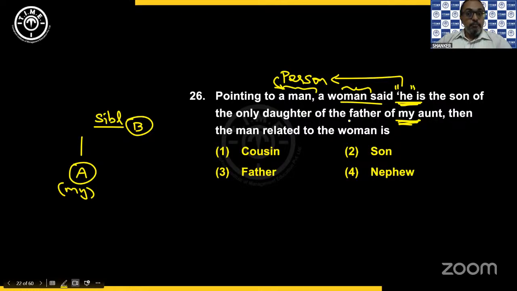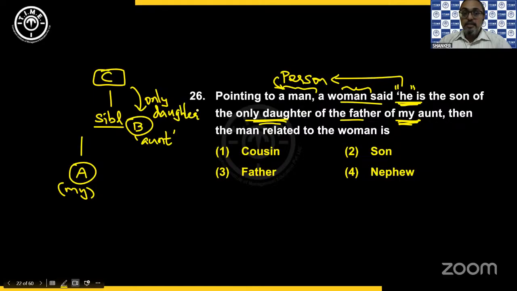And go one relation behind. Father of my aunt. Okay. So there is a father. The only daughter of the father. The only daughter of the father is nothing but the aunt again, no? Are you understanding what I'm trying to say here? So the word only is very important. So the only daughter of the father of my aunt is nothing but my aunt. And the man is the son of that aunt. So that is how you have to connect. So that man is the son of that aunt. This is the man.